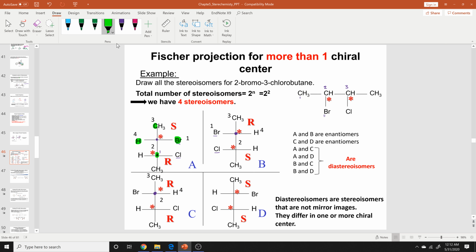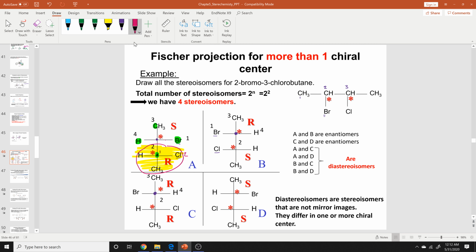So this whole thing, let's highlight that. This whole thing here, because we're considering this chiral center, is going to be the second priority set. So that whole thing is going to be priority number 2, and then priority number 3 in here, and then priority number 4.